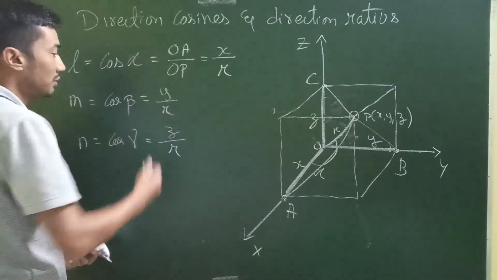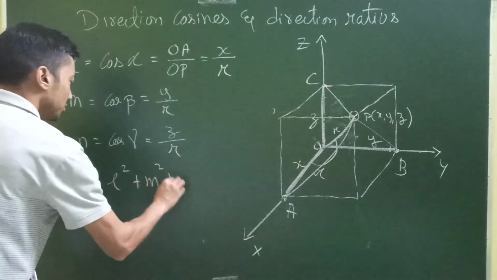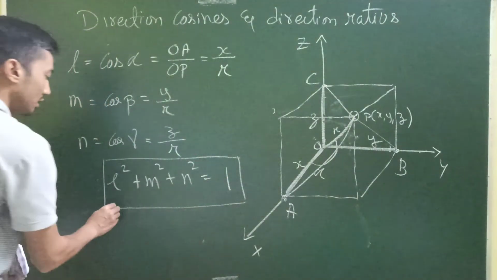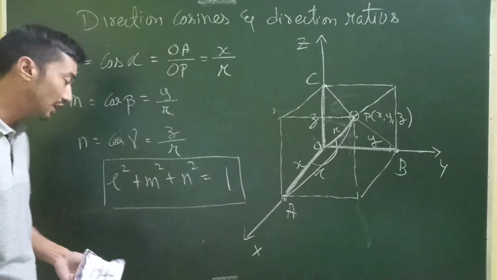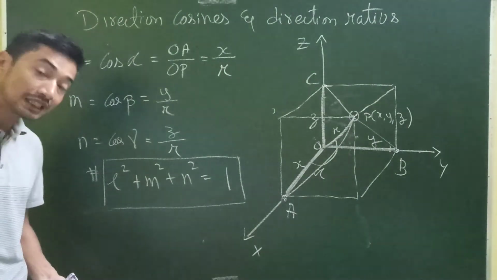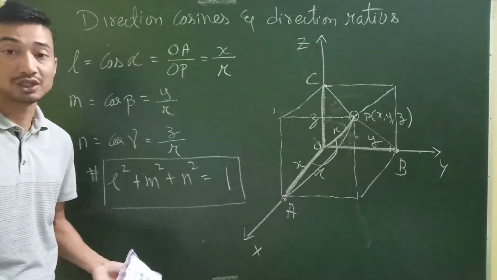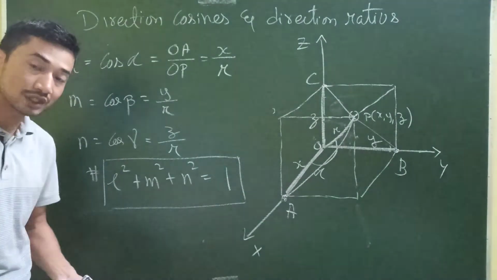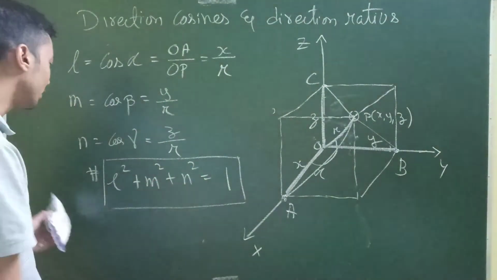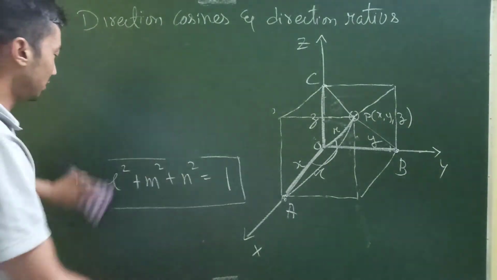Now there is a relationship between these direction cosines: L square plus M square plus N square equal to 1. In the NCERT textbook I haven't seen its application that much, but it is well within the syllabus. We will need these properties to solve further problems, maybe for competitive examinations. So please take a note of this. The proof you can do algebraically, and you will get it.